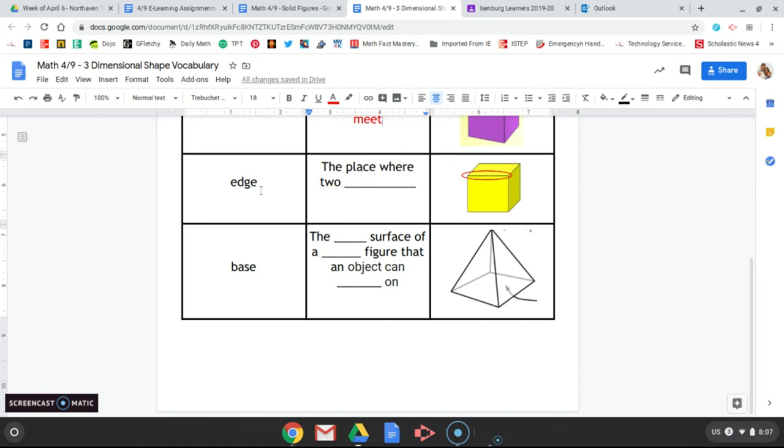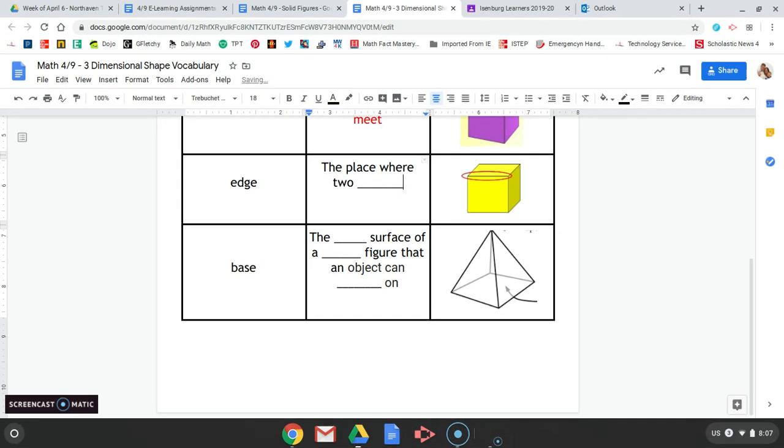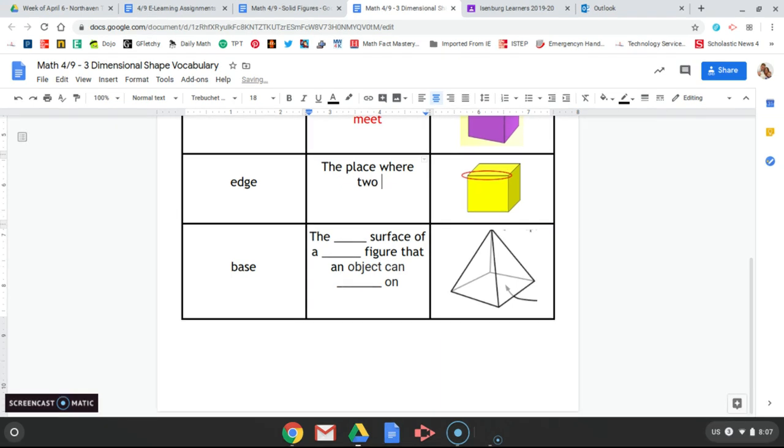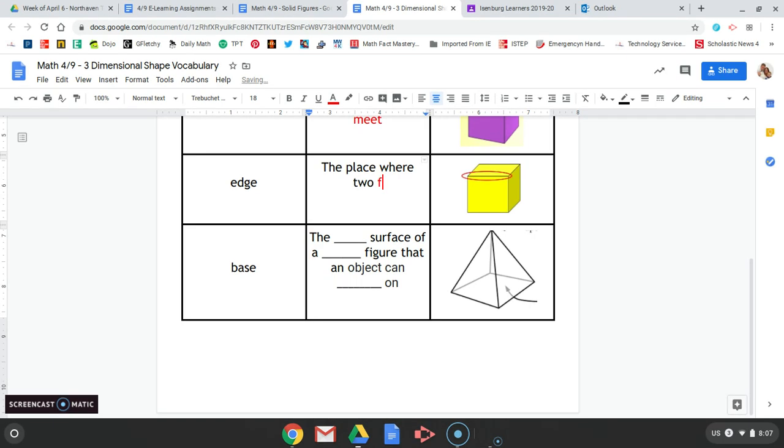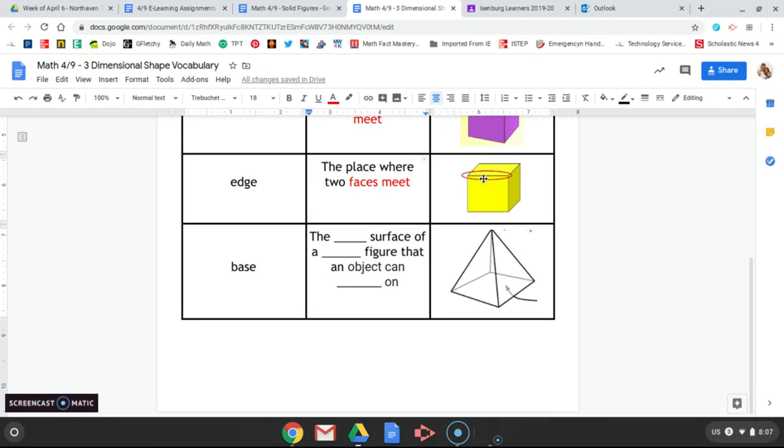The next word, an edge. An edge is a place where two faces meet. So we talked about how the faces are the flat parts of the shape, and when those flat parts come together, it creates an edge. When you're looking at a picture, it sort of looks like the lines in the shape. Those are your edges, and it's the places where the faces come together and touch.